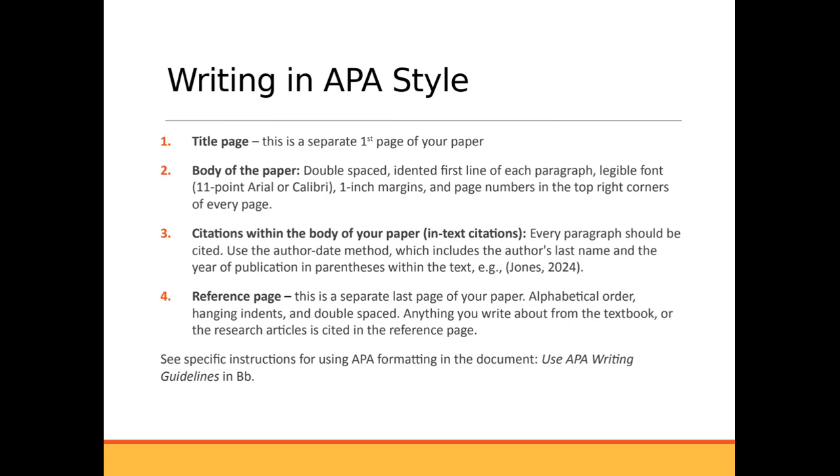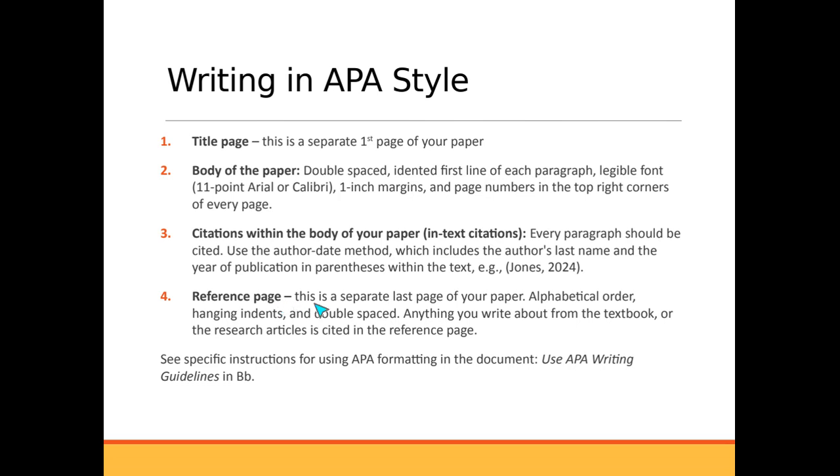So it looks like this. You cite it like this: Jones, comma, 2024, or whatever. Whoever the lead researcher is. Maybe there's 2, maybe there's 3. If it's more than 3, you would write Jones et al., period, and then the year. So that's your paper, your project.